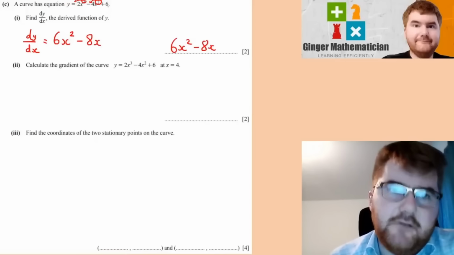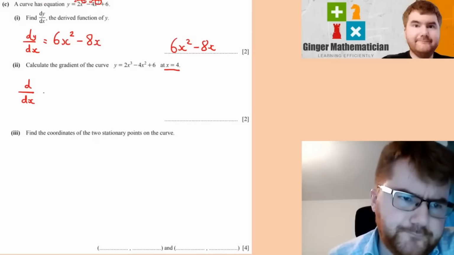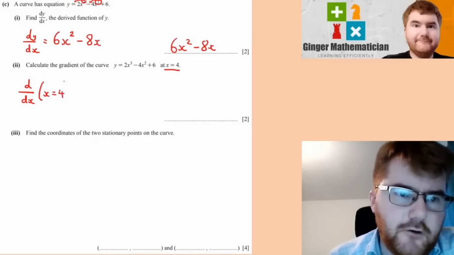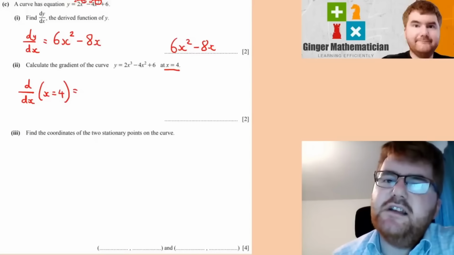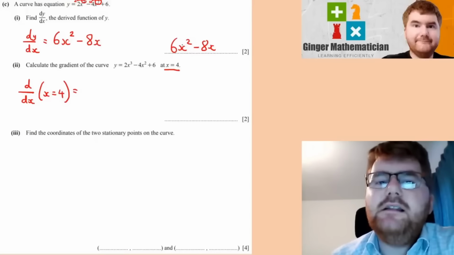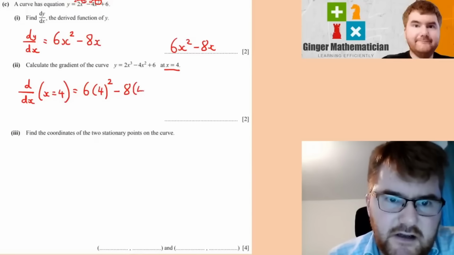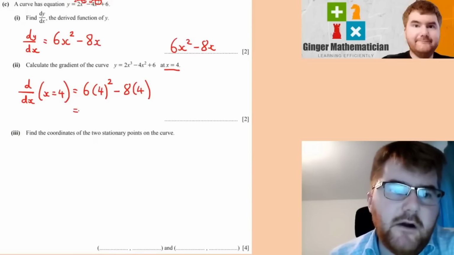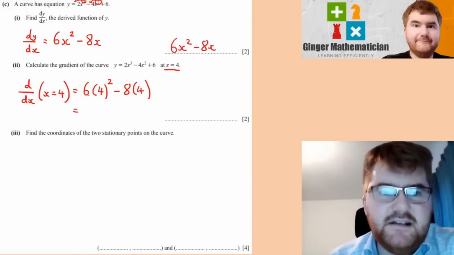Now this is very typical in the part 2. We want to work out the gradient at a specific point. So we want to work out the gradient when x is equal to 4. We take our initial answer, 6x squared minus 8x, and replace the x with 4. So we get 6 lots of 4 squared minus 8 times 4. Remember our BIDMAS, so 4 squared is equal to 16. 8 times 4 here is equal to 32.